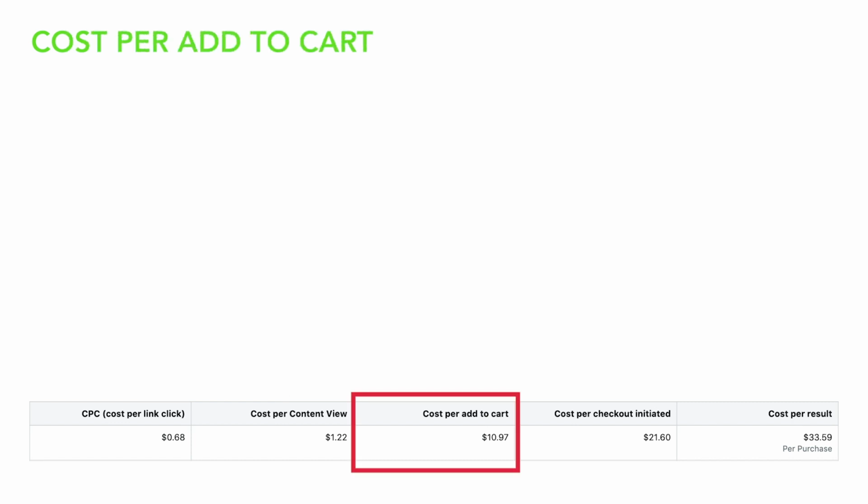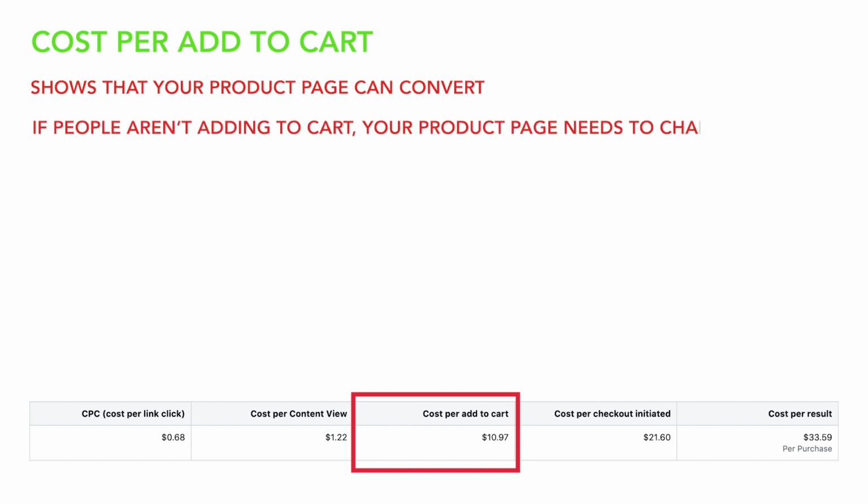Cost per add to cart shows that your product page is okay. It shows that people are interested in buying and they think the price is somewhat reasonable. If a lot of people fail to add to cart, it probably means your product page is not the best. Most likely you're not doing a great job of explaining how your product works, or you're not selling them enough on the benefits. It could also mean your site didn't do the best job of resonating with the customer.